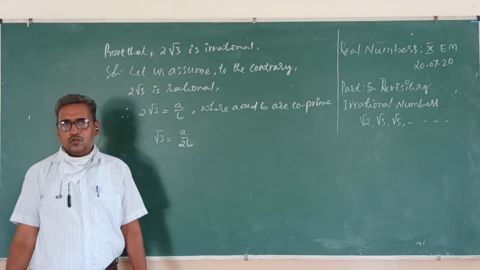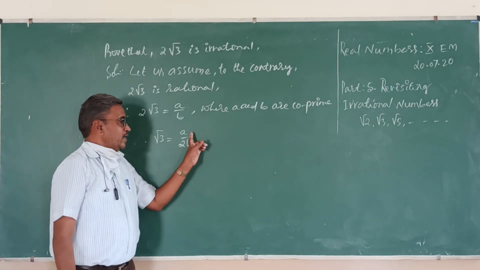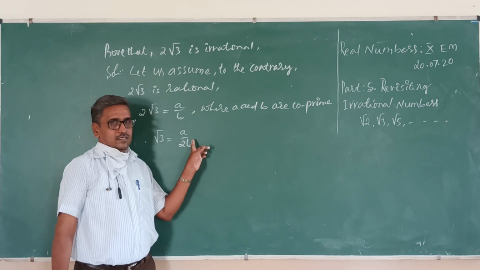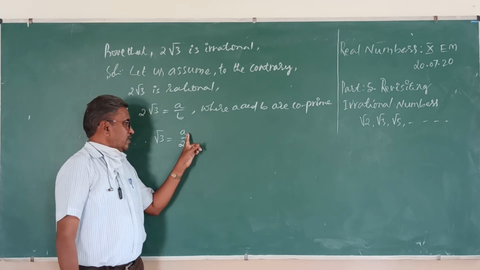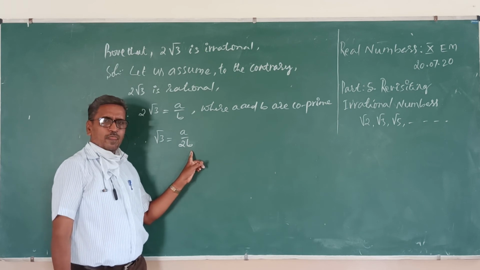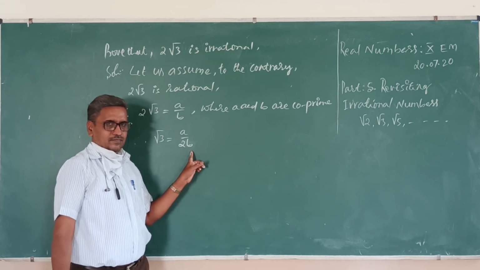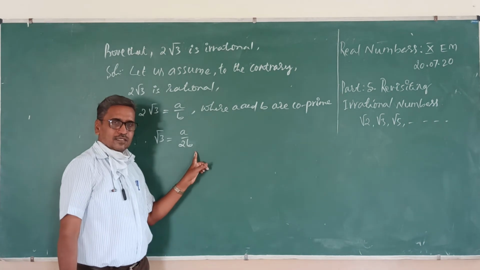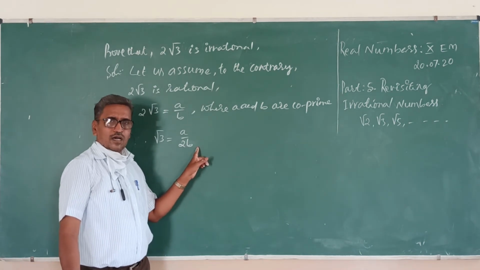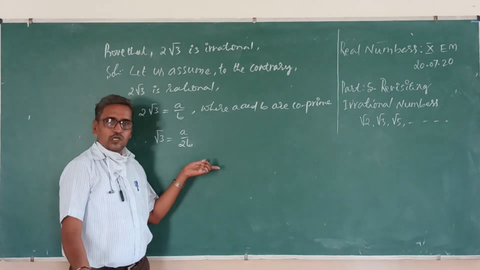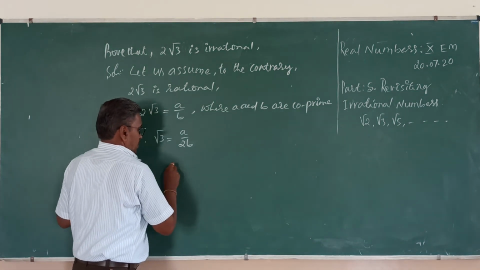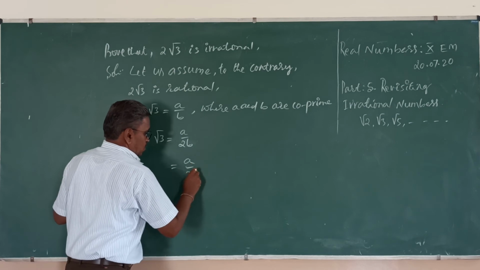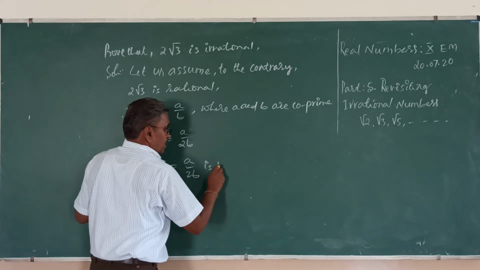Root 3 equals a by 2b, where a and b are integers. So a by 2b is rational. A and b are integers, a by b is rational, and a by 2b is also rational.